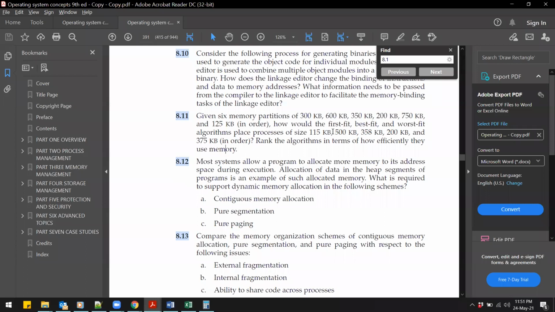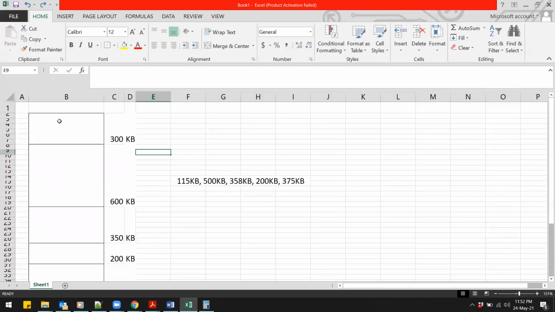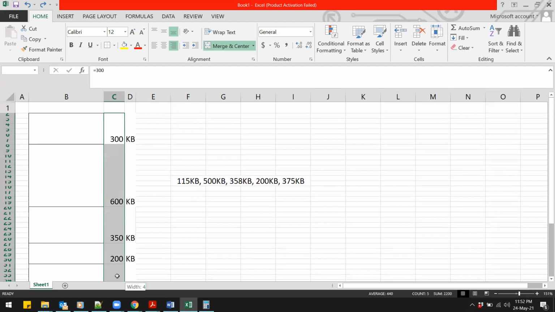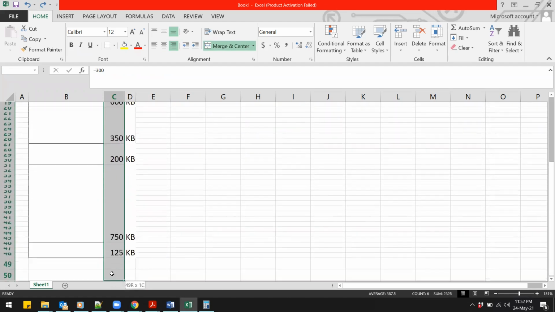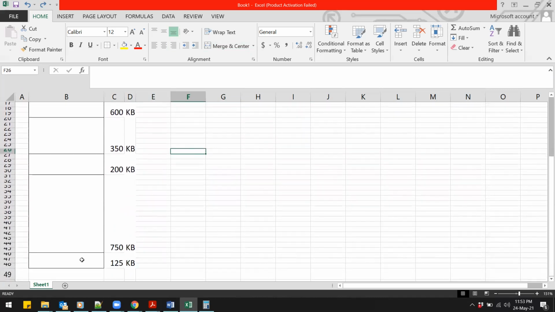What if we use best fit? In best fit, the process will be put into the smallest segment which has just enough space to cater for the process. So we'll look for a memory space which is just big enough for the process. We look for the smallest number from this which is bigger than the size of the process. The size of the process is 115, and 115 can fit in this one. So we'll put that process over here.